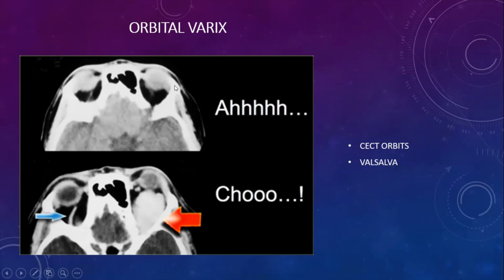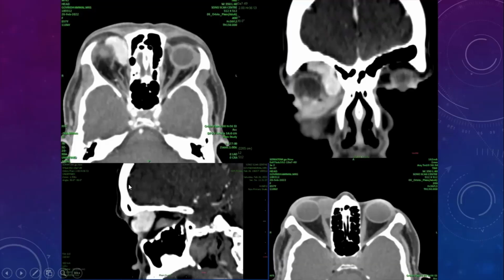But sometimes a Valsalva procedure may be required. This was a CT taken without Valsalva at the top and during Valsalva at the bottom. Because of the pressure, intense enhancement is noted. This was a case of orbital varix. Okay, this is a similar case of orbital varix. This is from Aravind Eye Hospital, and in the external area, intense enhancement is noted here.